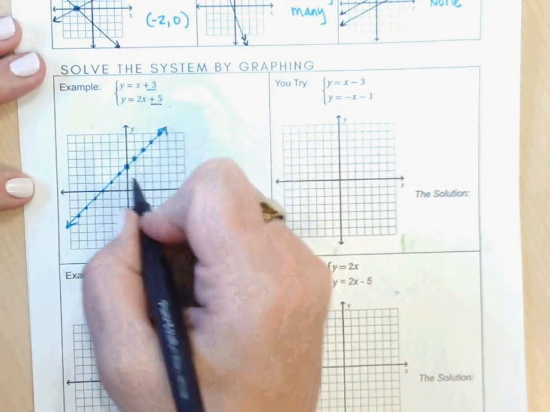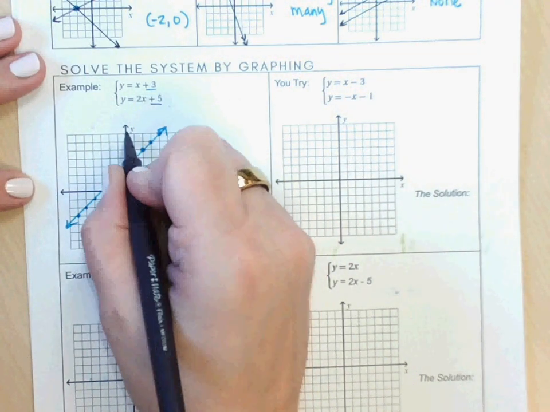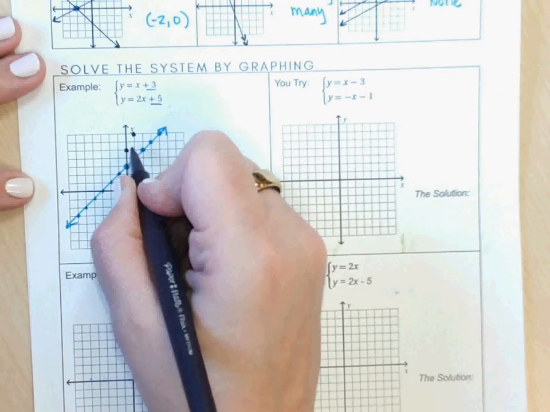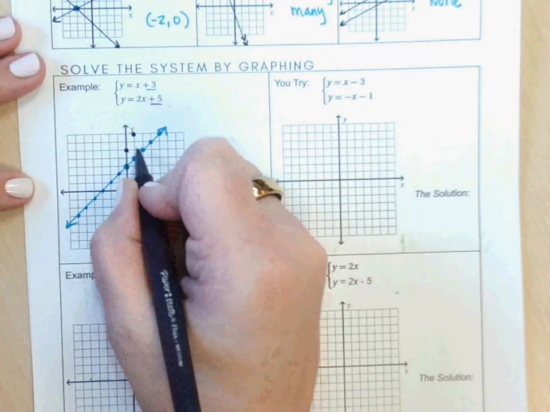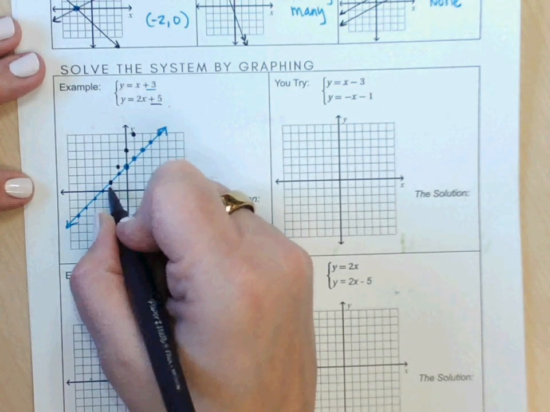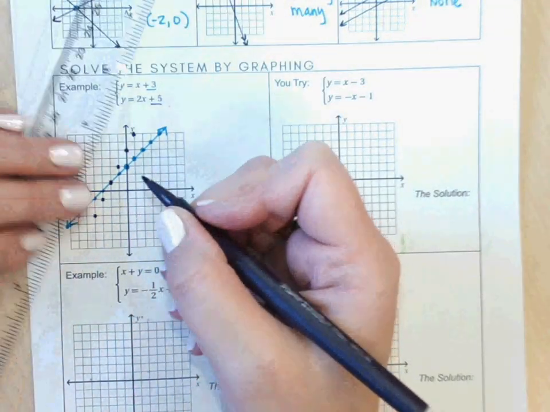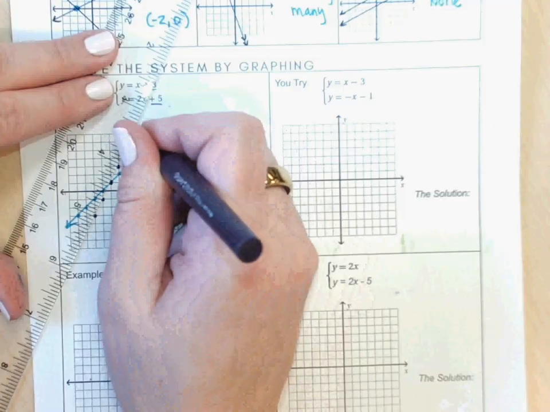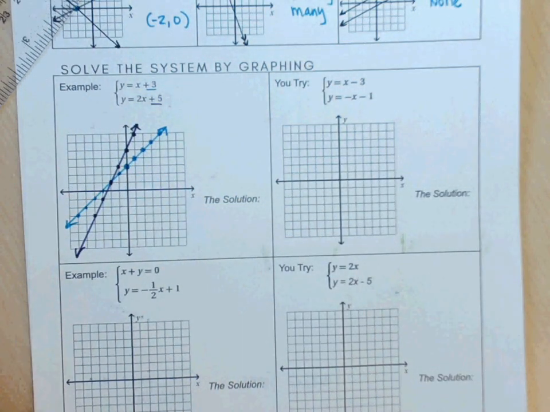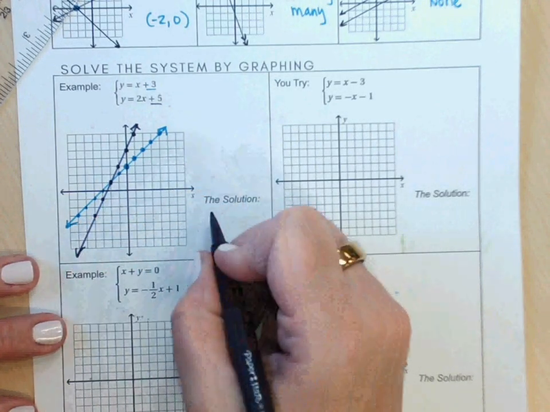So my y-intercept here is at +5, and then my slope is +2. So that means I'm going to go up 2 over 1. Now, I can continue that linear pattern in the opposite direction by going down 2 and over 1 in the opposite direction. And then I can see exactly where these share a point. So I can see that the solution to this system is -2, +1.